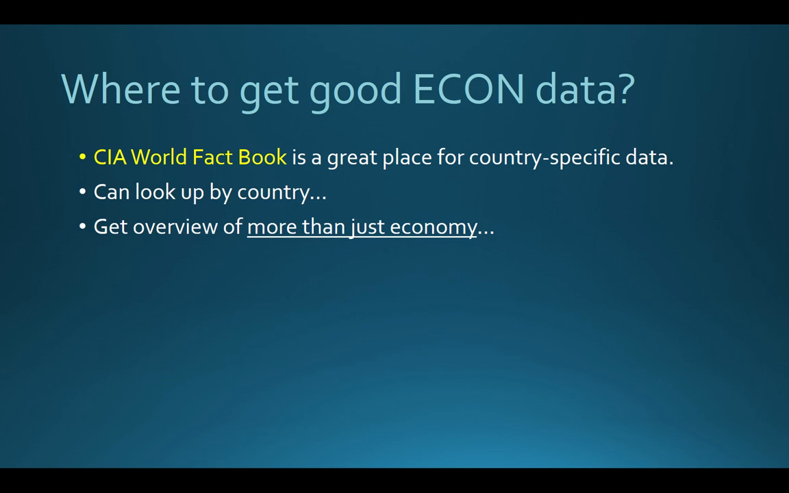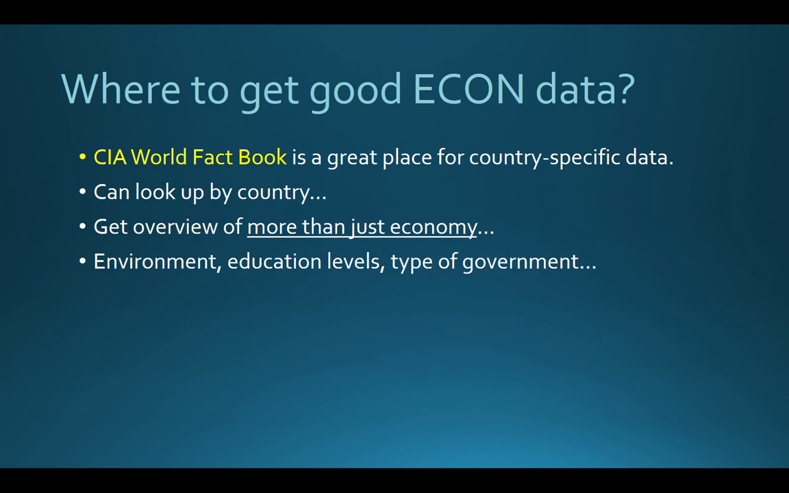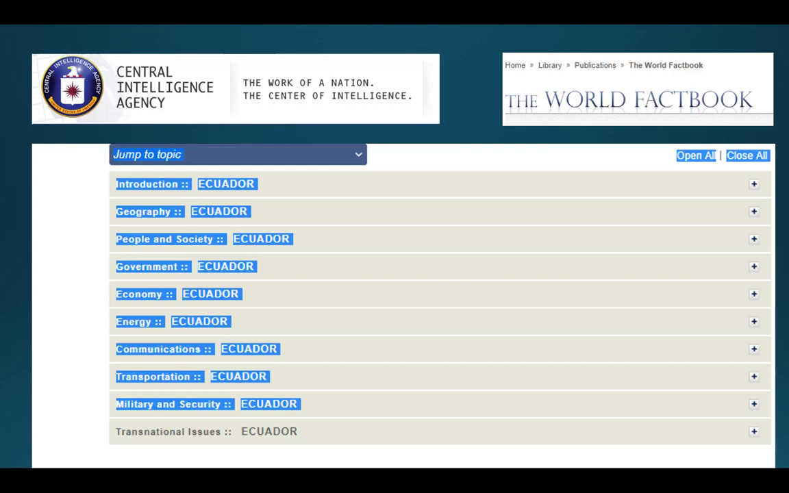So when you put in Thailand or you put in Costa Rica, it's going to give you an overview of more than just the economy. They cover environment, education, type of government, and this is a primary source. So the CIA World Factbook is a great thing for you to know about, because if you're doing anything related to a country, it's a great way to get the lay of the land for that country.